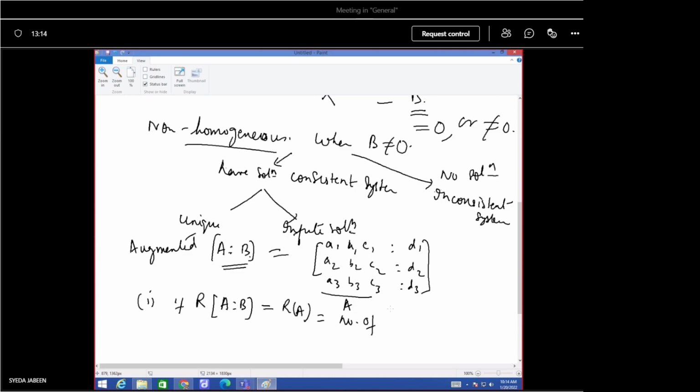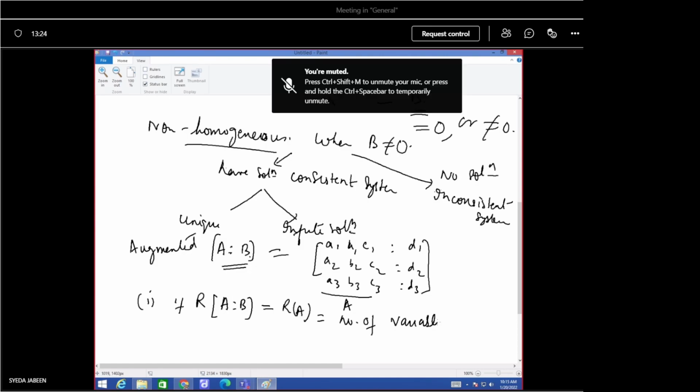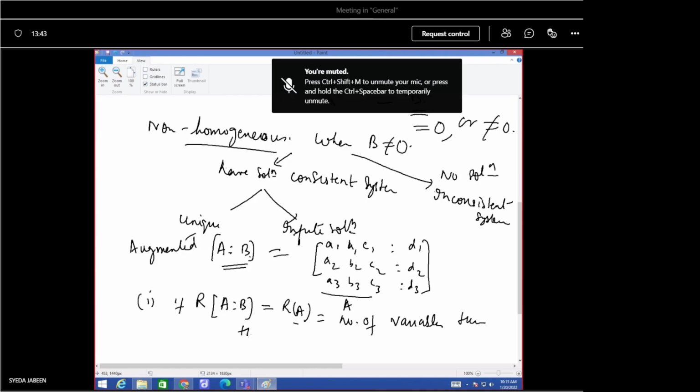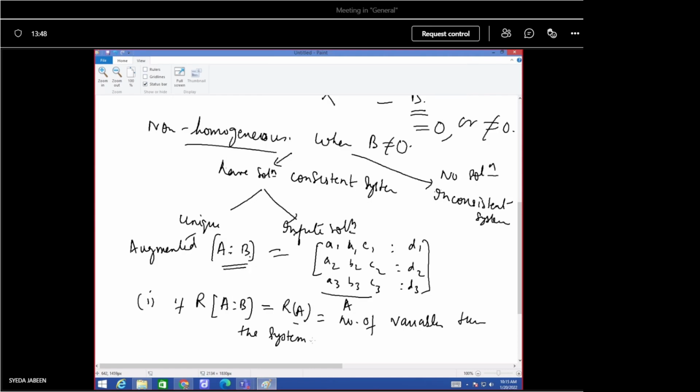I was here. So if the rank of this augmented matrix and the rank of the matrix A are the same, and that is equal to the number of variables, or the number of unknowns, then we will have a unique solution. This matches with the determinant of the matrix itself, because they are equal. Then the system of equations has a unique solution.